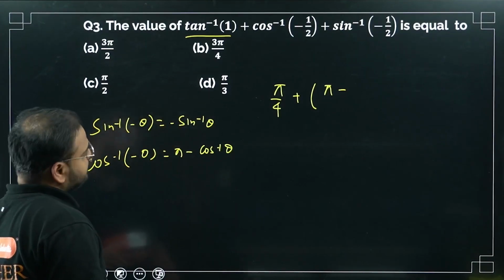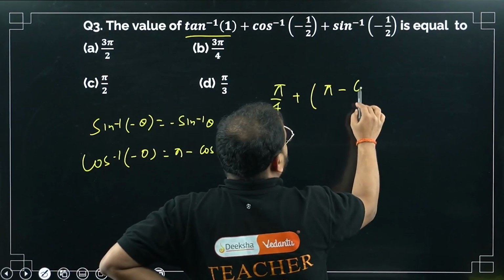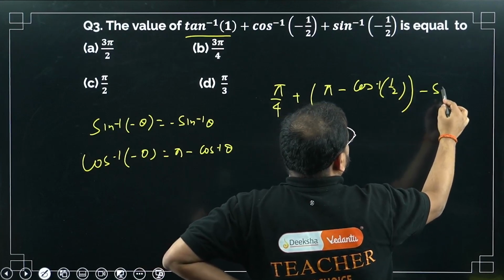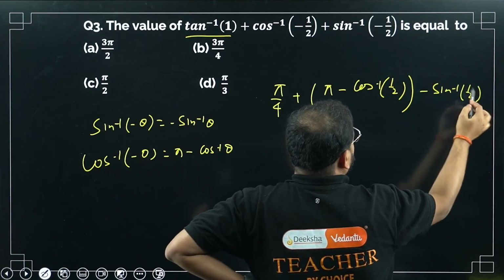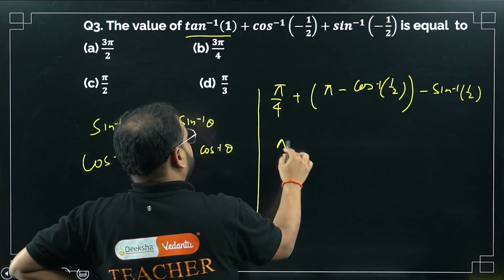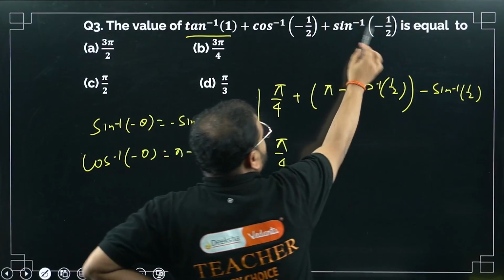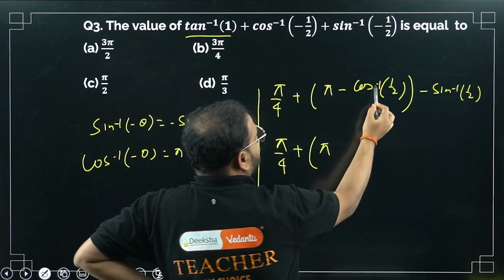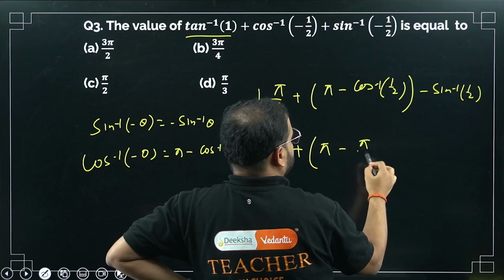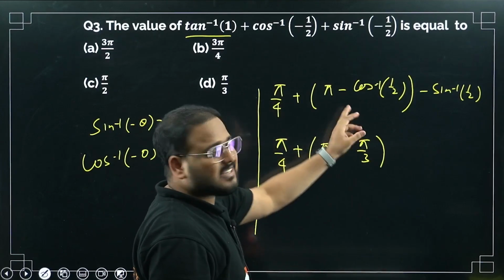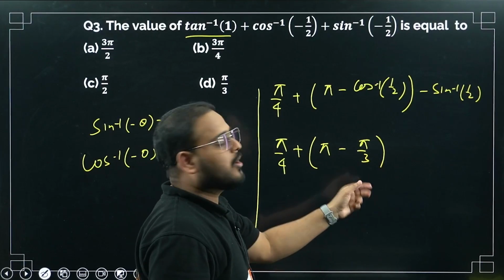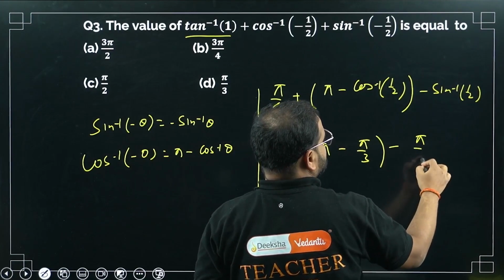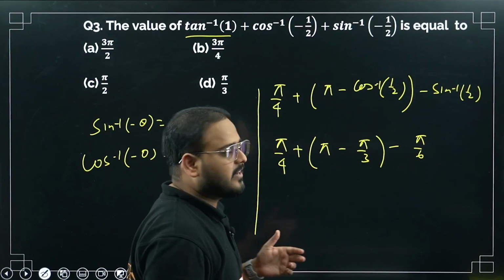Now please have a look at this question. So pi minus cos inverse of 1 by 2, and this is written as minus sin inverse of 1 by 2. Pi by 4, I've taken the minus sign outside, that's why it's minus here. Pi by 4 plus pi minus cos inverse of 1 by 2. Cos 60 is 1 by 2, so cos inverse of 1 by 2 is 60 degrees, so pi by 3. Sin is 1 by 2 at 30 degrees, so pi by 6.